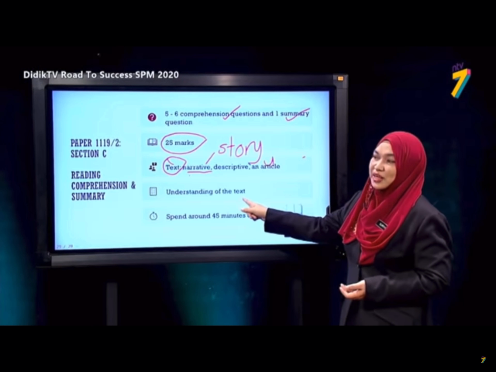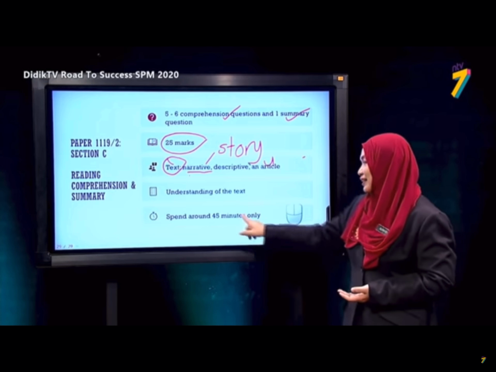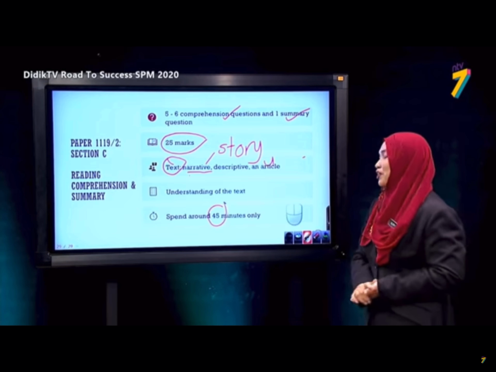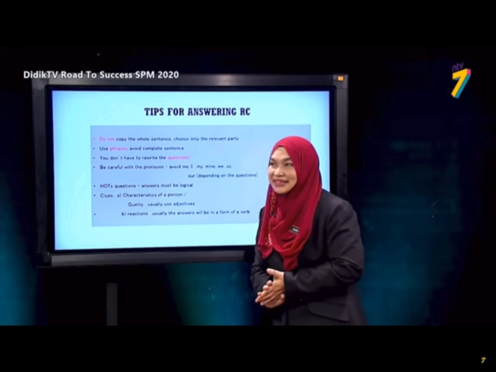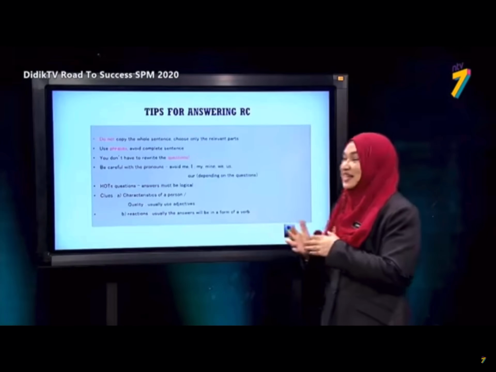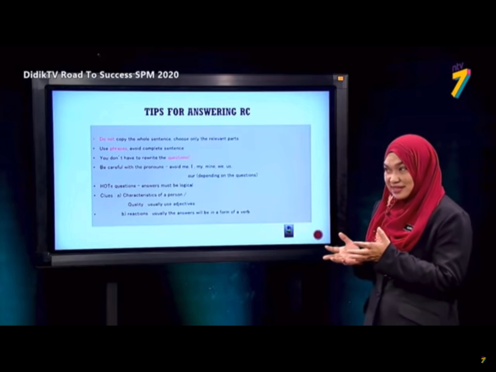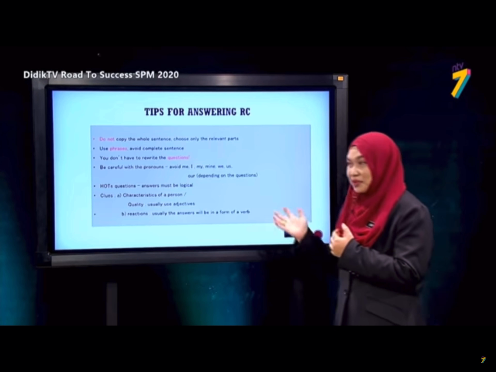Comprehension questions and also a summary question. Of course you have to understand the text, and you're advised to spend around 45 minutes only. Remember, you have to be careful. Afi, can you repeat how many marks for section C? 25 marks. Very good. How many marks for comprehension? Do you still remember? Reading comprehension and summary, 25 marks. Reading comprehension, 10 marks. And the rest goes to the summary question.